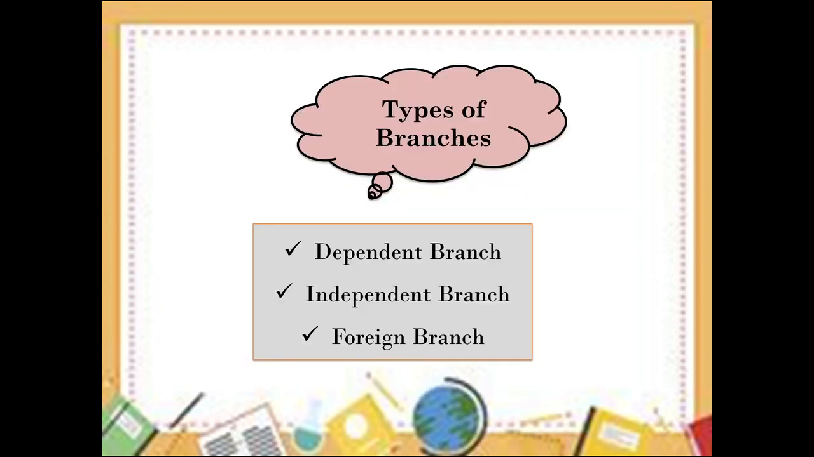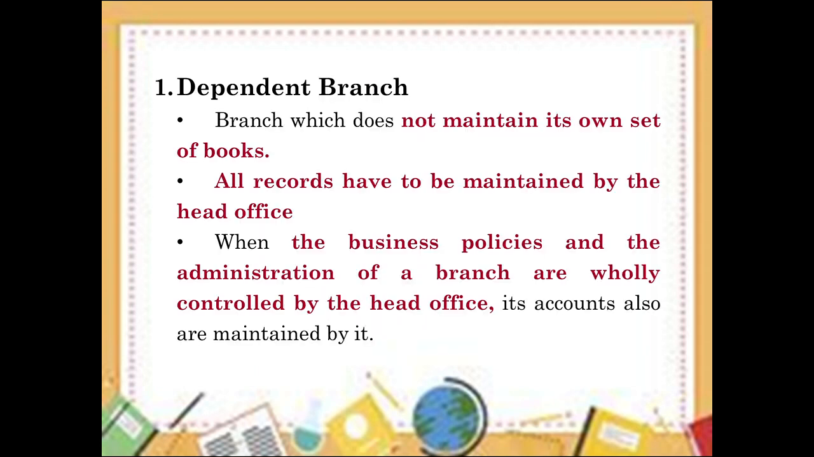Branches may be classified into three types. First one, dependent branch. Second one, independent branch. Third one, foreign branch. Let us see about dependent branch. A dependent branch does not maintain its own set of books; all the records have to be maintained by the head office. The branch business policies and its administration are controlled by the head office.